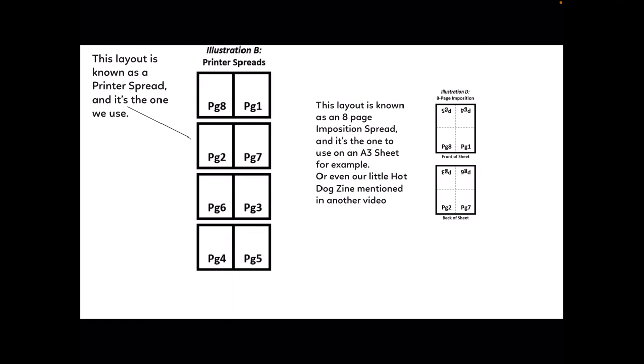And it's the same type of format we used in the little hot dog zine that we mentioned that we did earlier in an earlier video. And I made that one so you can use it in a school with one A4 sheet of paper. Gives you 8 little pages. You can fold them up and do what you like with them. They're very easy for kids to make. The one on the left, the printer spreads, that's the one we're doing.